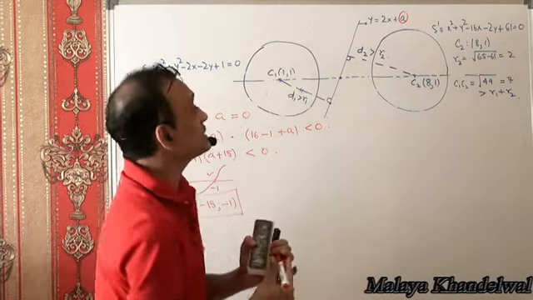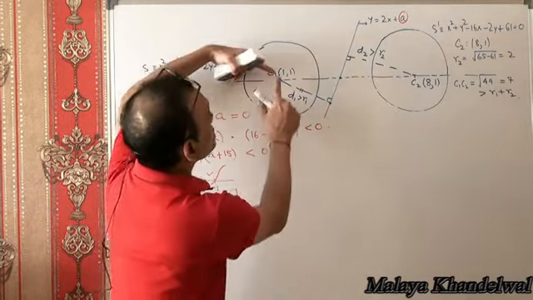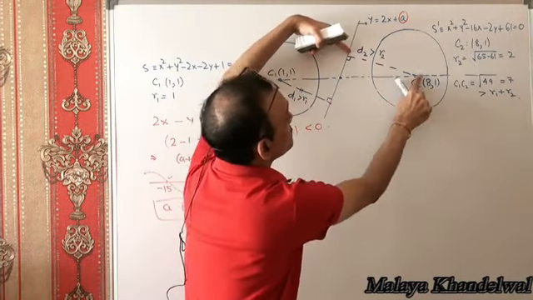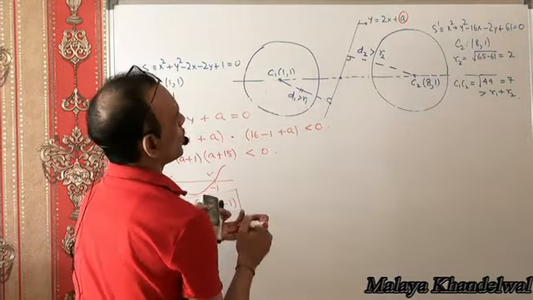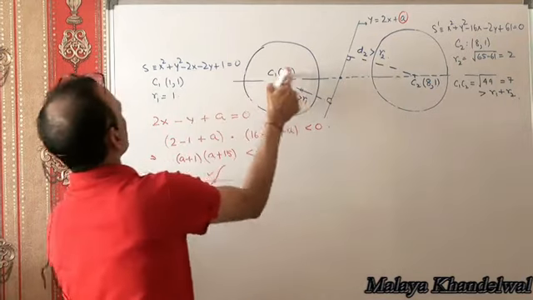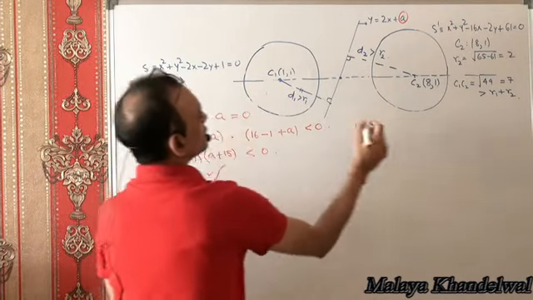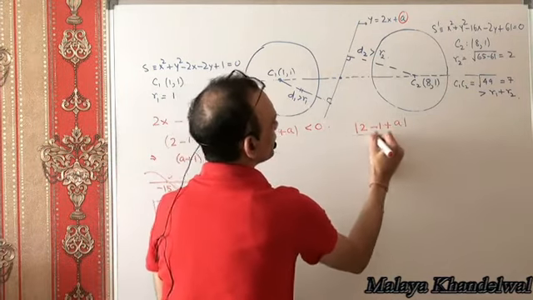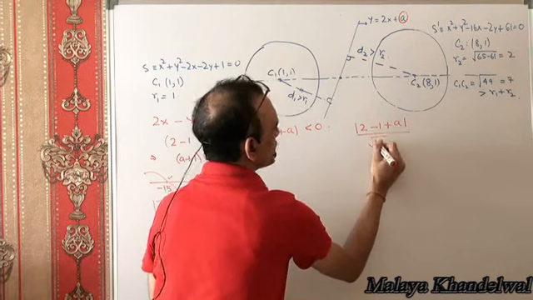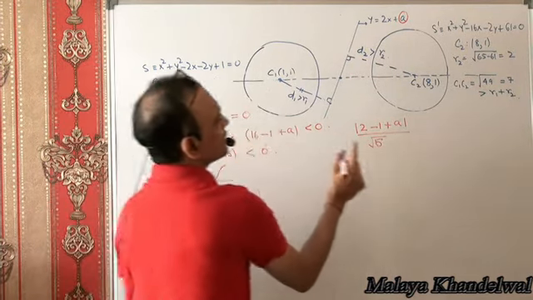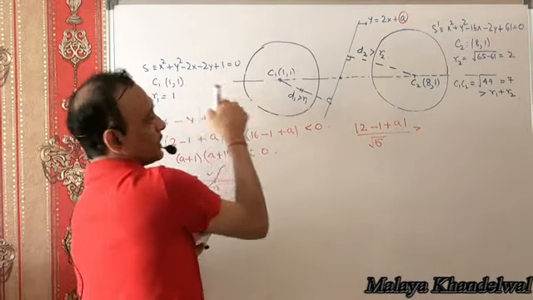That will only ensure that the centers lie on opposite sides of the line. What's the other requirement? The other requirement is that the distance of the center from this line must be greater than the radius of the circle, right? So D1 greater than R1. Distance of (1, 1) from this line is 2 into 1, 2 minus 1 plus a by root 5, root a square plus b square. Distance of (1, 1) from this line must be greater than the radius of this. The radius of this, as you can see, is 1. Radius of this is 1, greater than 1.